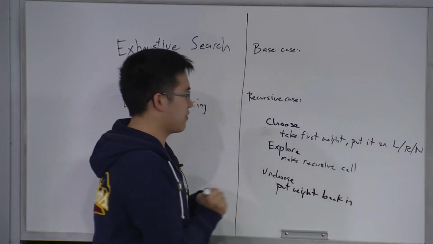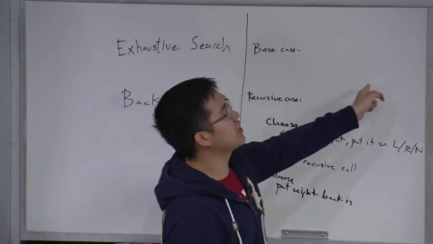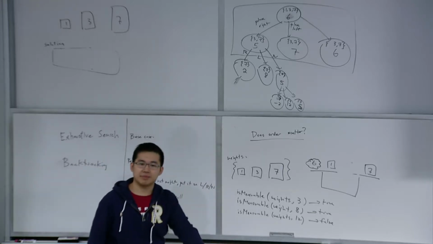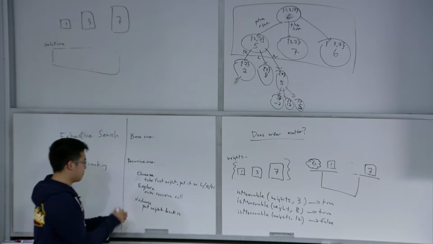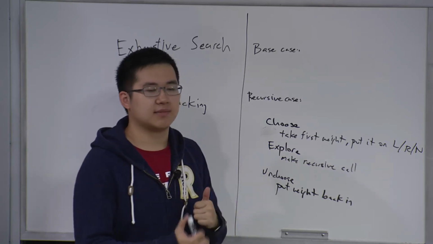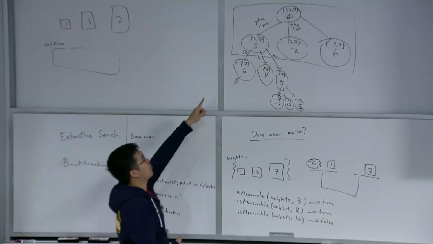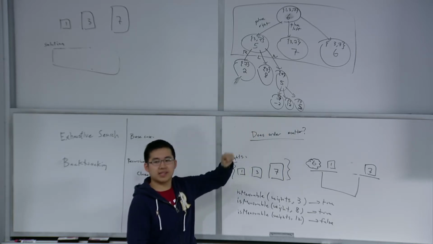The idea for unchoose is you want to put the weight back in. This step is very important, and students miss this a lot. If you don't make this step, it's impossible to go back up the tree to try some other steps. Now, no one mentions this last step, but the last step is how your recursive calls are going to give you answers to those 3 nodes. Are these 3 measurable using those weights?